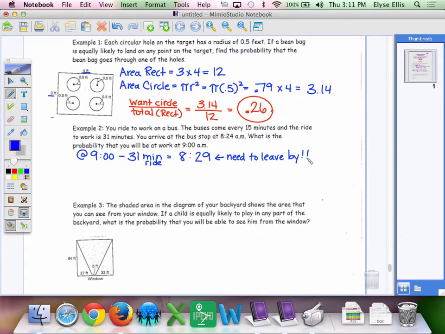Okay, we don't want to be late. We can't leave later than 8:29. Well, if we got to the bus stop at 8:24, the shortest we would have to wait, from 8:24 to 8:29, is 5 minutes. A 5-minute wait, we'll say.